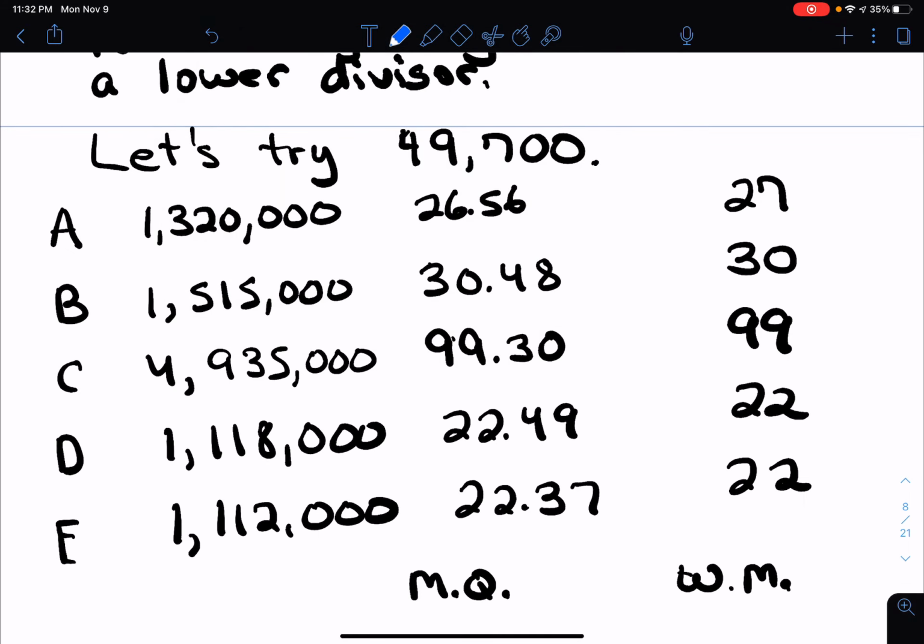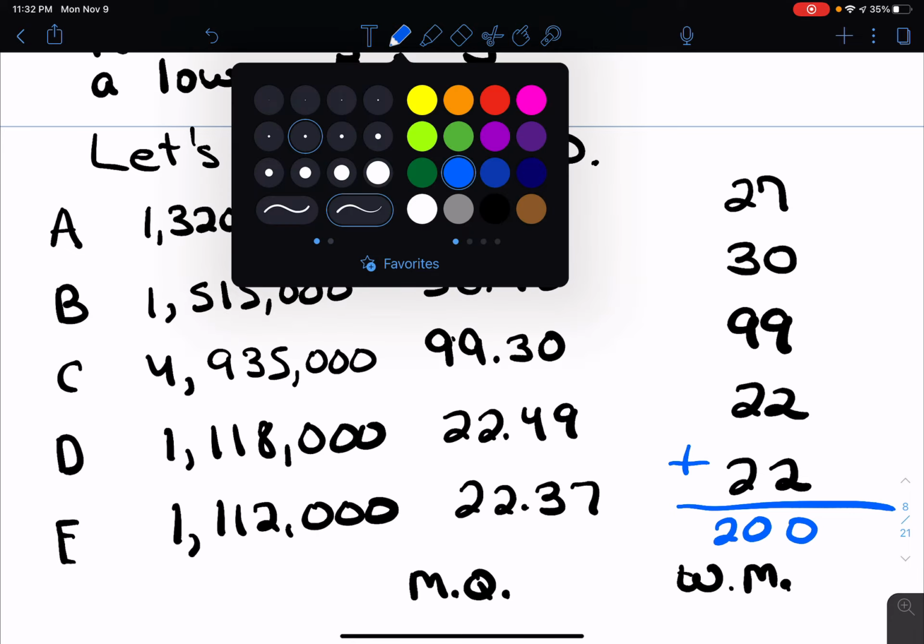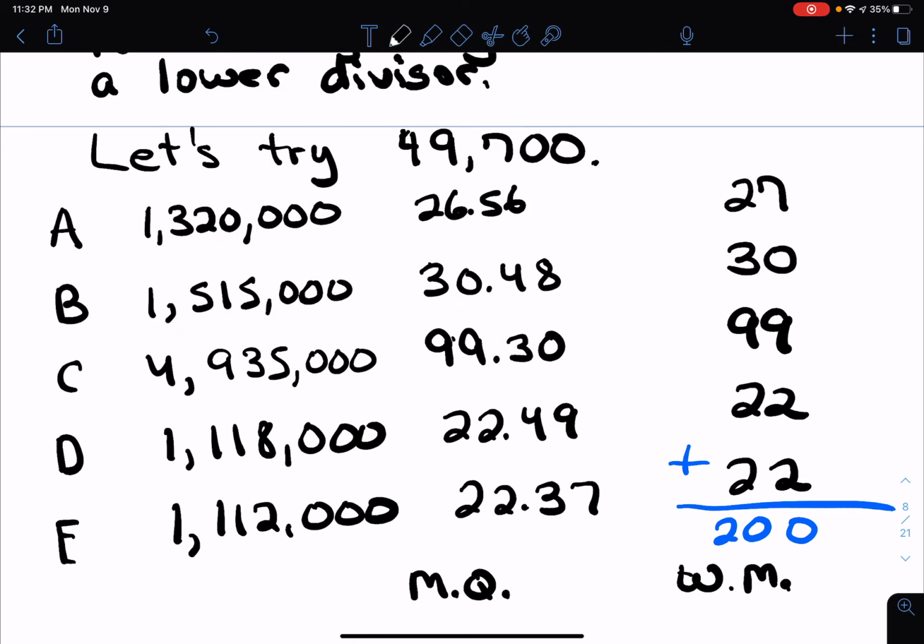Okay, so add them up. I'm getting 200. Let me double check in my trusty machine here. And I get 200. Perfect. That's what I wanted. I wanted 200. Yay! So that works out.